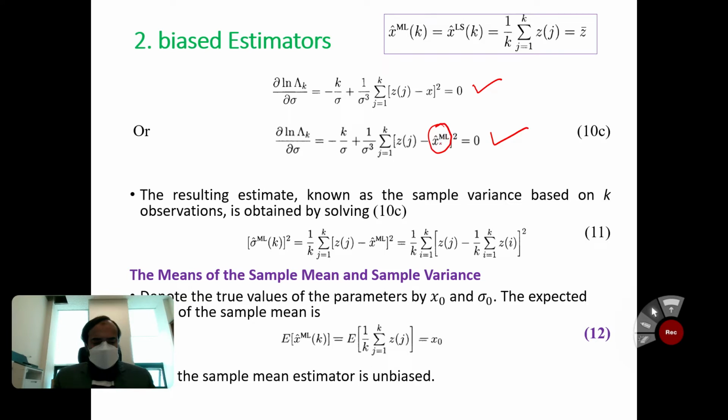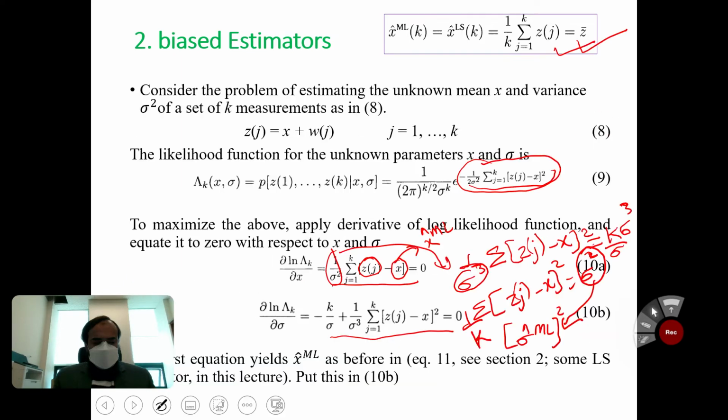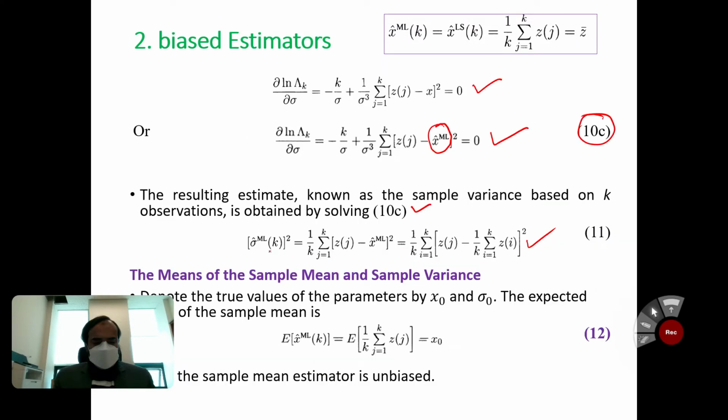x maximum likelihood estimator. The resulting estimate, known as the sample variance based on k observations, is obtained by solving equation number 10c. If you solve this equation, then it comes out like this: the estimator of the mean variance equals this equation. We can replace the value of the maximum likelihood estimator with this one from equation number 10a. So our final mean variance equation is this one.